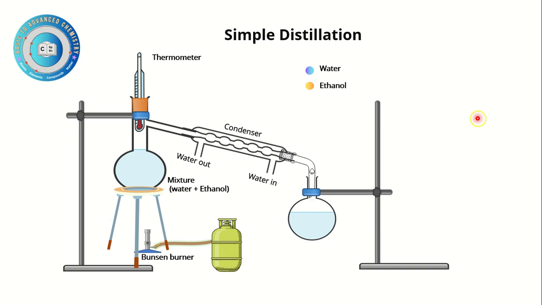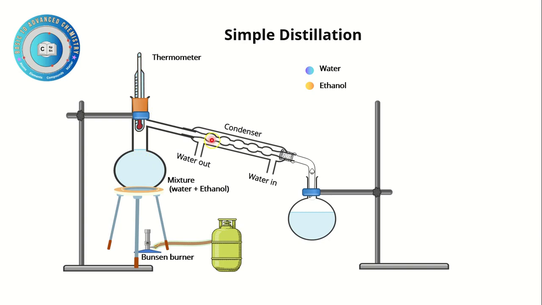To conduct an experiment of simple distillation, we need different materials. This is the setup for simple distillation. This is the iron stand. Here we have the heating source. This is the tripod on which the wire gauze is placed. This is the distillation flask that contains the mixture of water and ethanol. We have here the stopper. This is the thermometer used to control the temperature of the mixture.